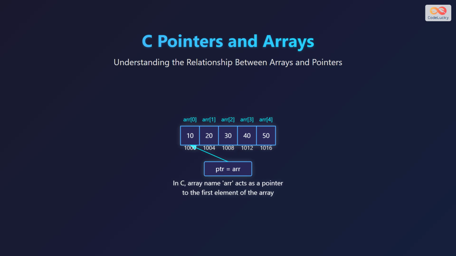The illustration depicts a memory block representing an array. Each cell holds a value such as 10, 20, 30, 40, and 50. Each cell also has an index, starting from arr[0], arr[1], arr[2], arr[3], and arr[4]. A pointer ptr is then assigned to point to the beginning of this array. In C, the array name arr acts as a pointer to the first element of the array. Memory addresses such as 1000, 1004, 1008, 1012, and 1016 are shown to illustrate how elements are stored in memory.